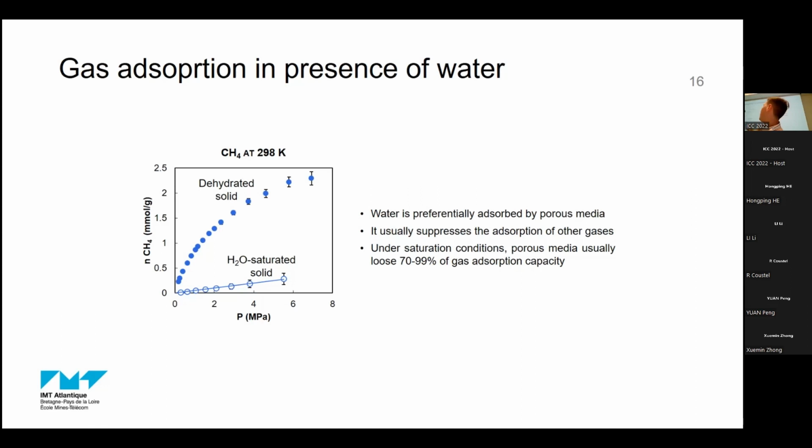And if in the lab we measure the blue curve, so a nice isotherm for dry samples, in nature, clay can be moist and hydrated. And so equilibrium will be described with the bottom isotherm. And so to understand what happens in presence of water, we first carried out experiments on model porous media.